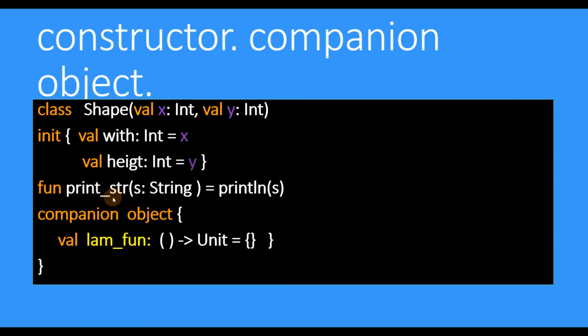Then we have a function here with the name printTester, which just prints a string, for example, and then we have a companion object. A companion object is very similar to a Java static function. So inside of these curly brackets we can have functions and properties which can be statically accessed, which means that we can use the name of the class Shape, and after the dot the name of this function, and use it inside of our code.